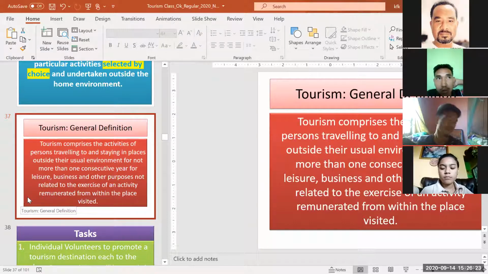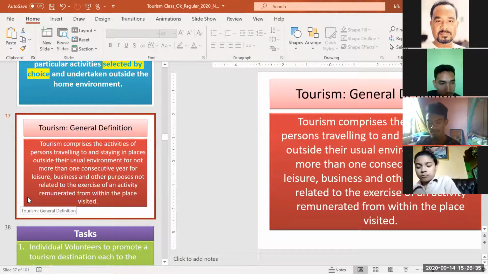Can you guess why, if a tourist stays more than one year, they are not called tourists, or their activities are not included in tourism, if they stay in NTT or in Indonesia more than one year, according to this general definition? Can we discuss it? Anyone would like to try? Should I put it in Bahasa Indonesia, or is it clear enough already? Susanna?